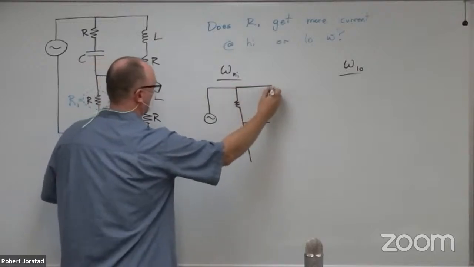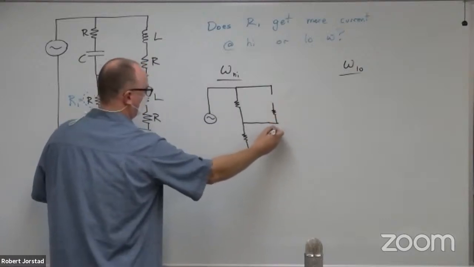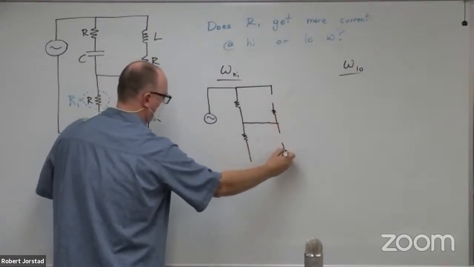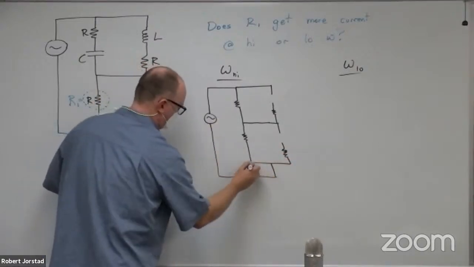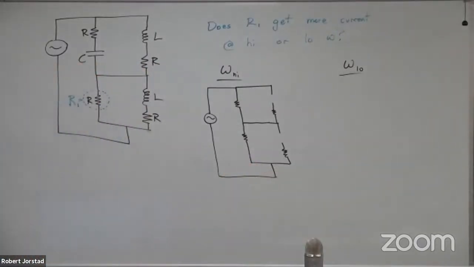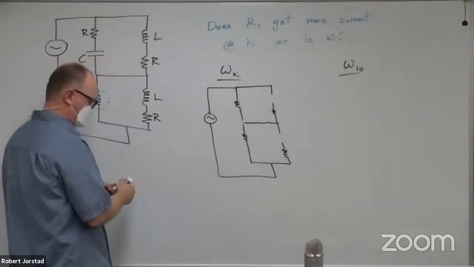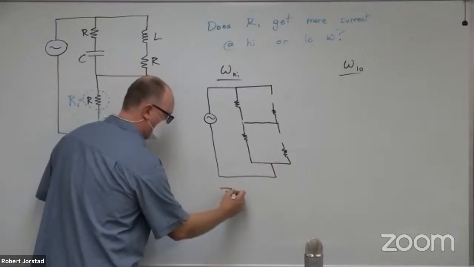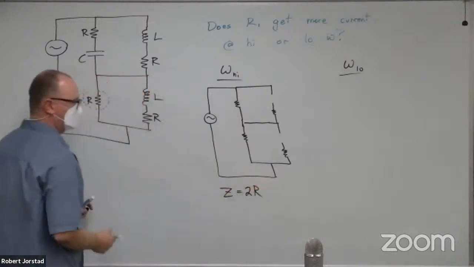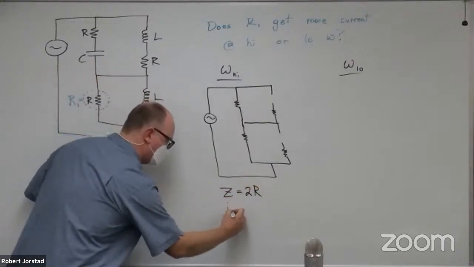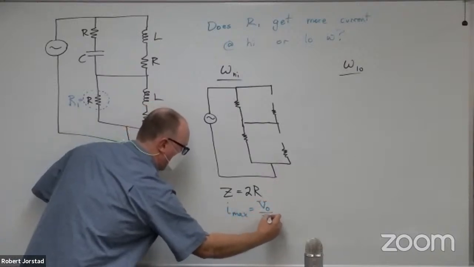And then the inductor is a break. Oh, interesting. This is what happens when you just pull a problem out of your quiver of tricks. Okay. What's the current amplitude in this circuit? What's Z look like in this circuit? 2R. Agreed? So what's the I max? V naught over 2R. Everybody okay with that?